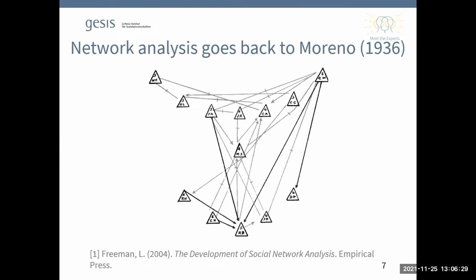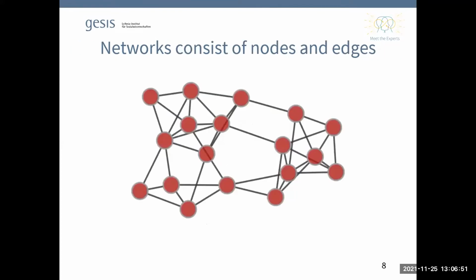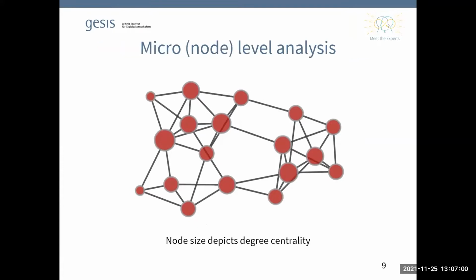So starting with what is network analysis, this goes back to the early 20th century, to Moreno, who was one of the first to really not do this metaphorically, but analytically. And what we can see here is a network of football players and how they like or dislike each other. So networks in general consist of nodes and edges, and the nodes are here, the dots, and it can be persons, but we will see can be many other things.